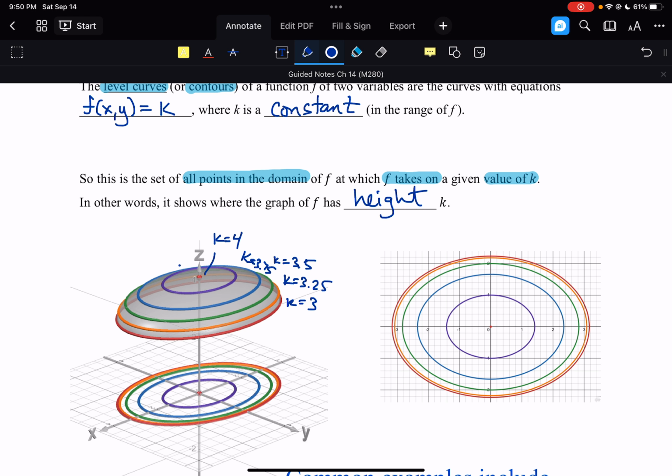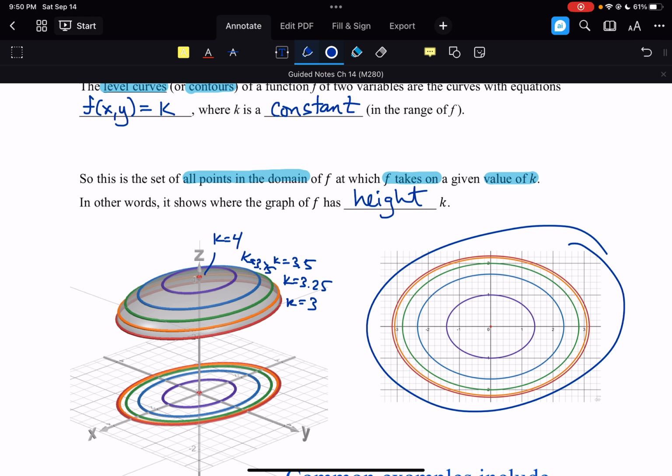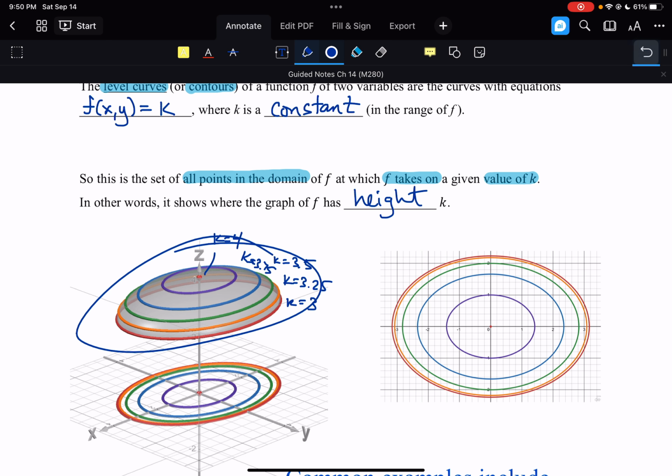We can take these curves that are equal to these particular values, these heights, and just drop them down into the xy plane. So you can see each of the curves here, and I've color coordinated for the sake of ease. But you can see each curve up here corresponds to one down here, and I have the flat version of it over here on the right. So this is a contour map, okay, or a set of level curves that corresponds to this surface.